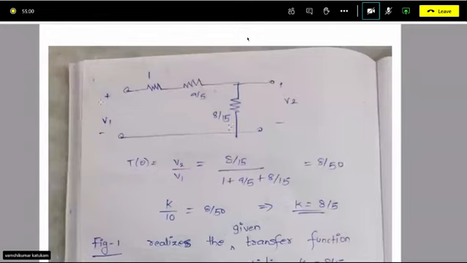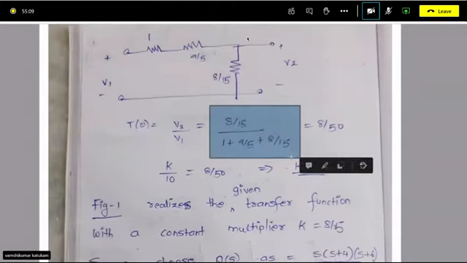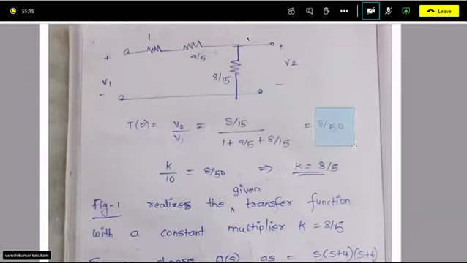So T of 0, our transfer function V2 upon V1, is nothing but, you can write it like, right? So it is a series network. It is nothing but this resistor upon this resistor plus this resistor plus this resistor. You write it 8 by 15 divided by 1 plus 9 by 5 plus 8 by 15. This is your transfer function at s equal to 0. So 8 by 50, you got this, right?